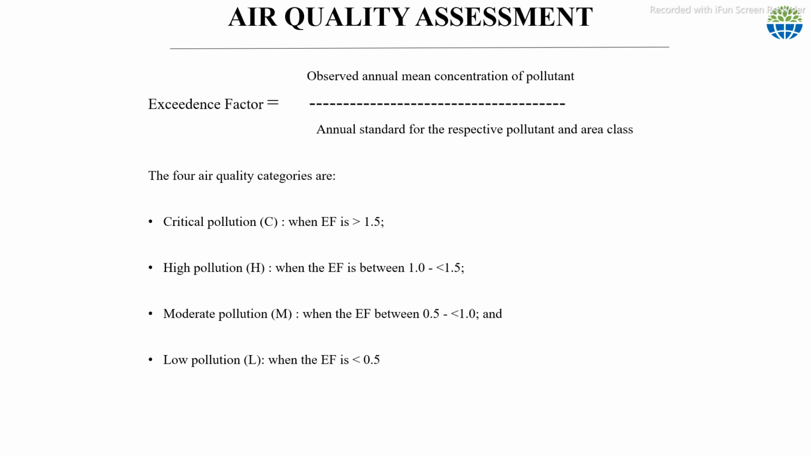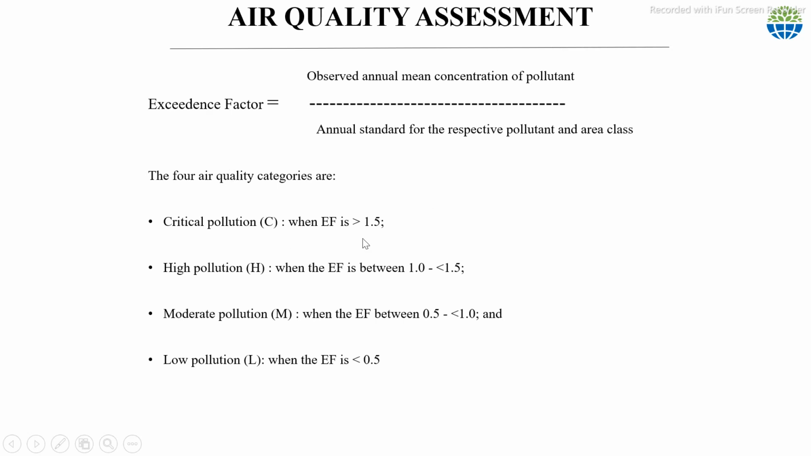And the exceedance factor can be calculated by using this formula: observed average. Sorry, if you are going for annual value, then you have to calculate annual value. If you are having only a 3-month value, that is the observed mean concentration value of the pollutant divided by the standard for the respective pollutant of 24 hour. So in case of 24 hour, you can use 24 hour. In case of annual value, then you can use annual value. Okay, and after the exceedance factor, you can see what interpretation will come.